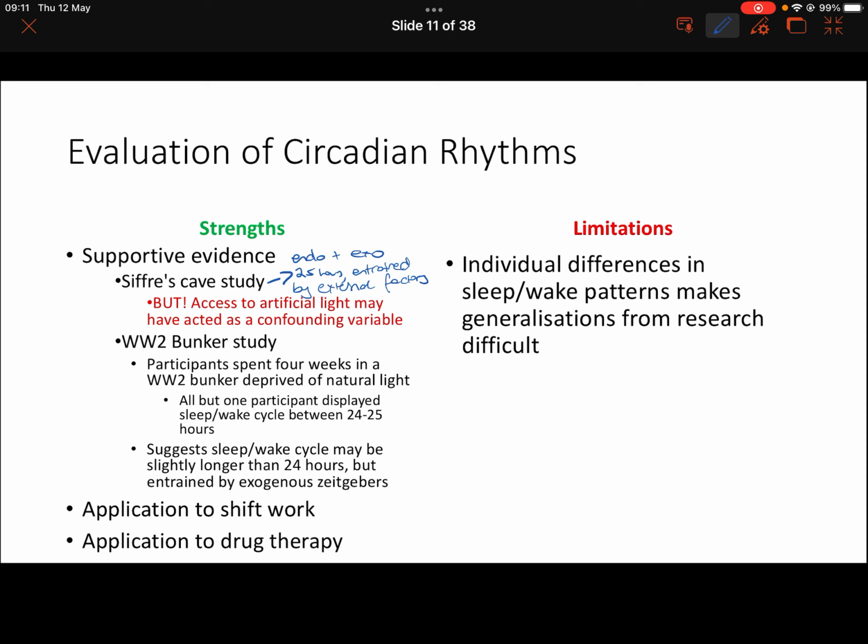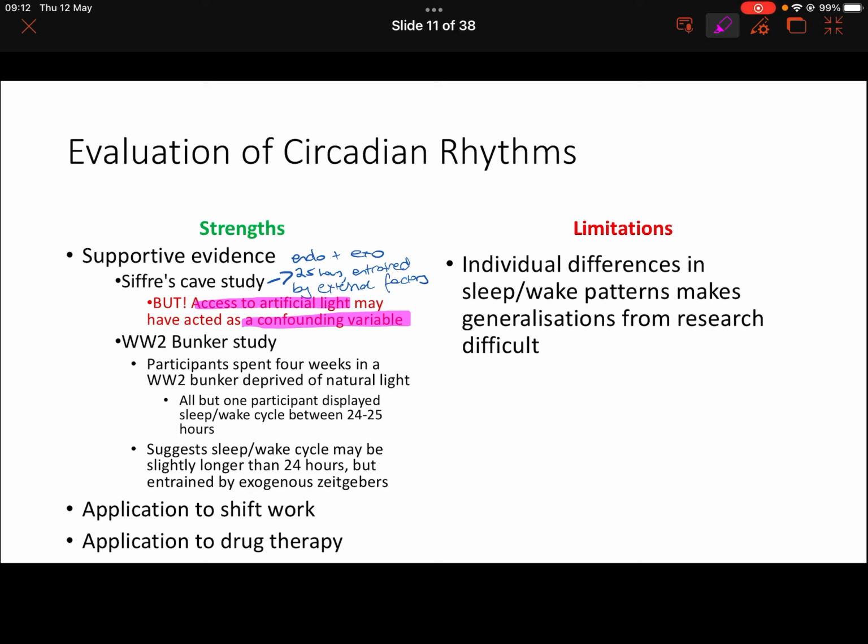However, we need to consider that actually Siffre had access to artificial light. Although he didn't have any natural light, he did have a lamp down there which allowed him to go about his business. And this may have acted as a confounding variable, in the same way that, you know, they say don't look at your devices before bedtime. Despite the fact that that is not natural light, that is still perhaps influencing our circadian rhythm. So perhaps this acts as a confounding variable and means that we can't really make clear conclusions about the effect of endogenous and exogenous factors in the sleep-wake cycle.